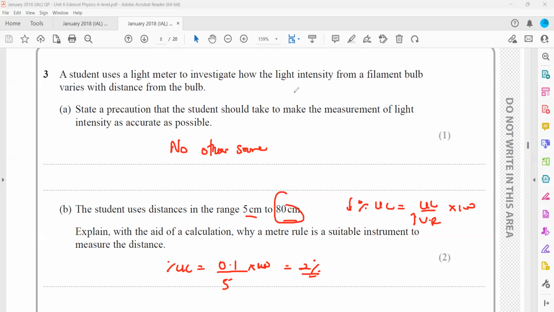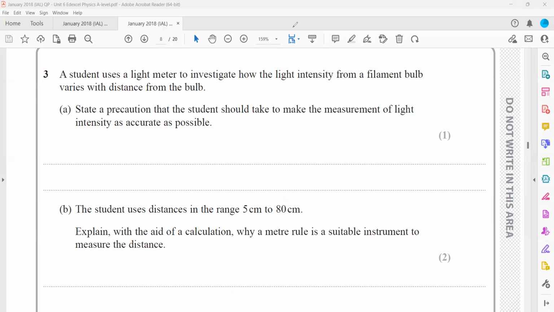So one thing you can mention is that the maximum it can measure is 100 centimeters, so both values are less than 100, and the second thing is to compare with the percentage uncertainty.